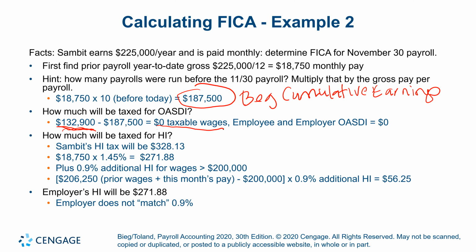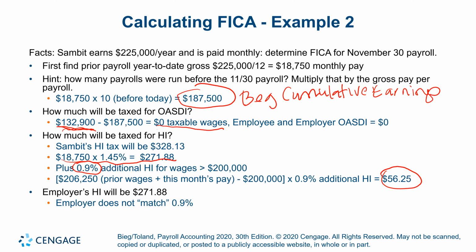And in fact, once this individual gets over 200,000, there is an additional 0.9%, right? So if we look at 18,750 times 1.45%, that's 271.88, plus the additional 0.9%, which comes out to be 56.25.